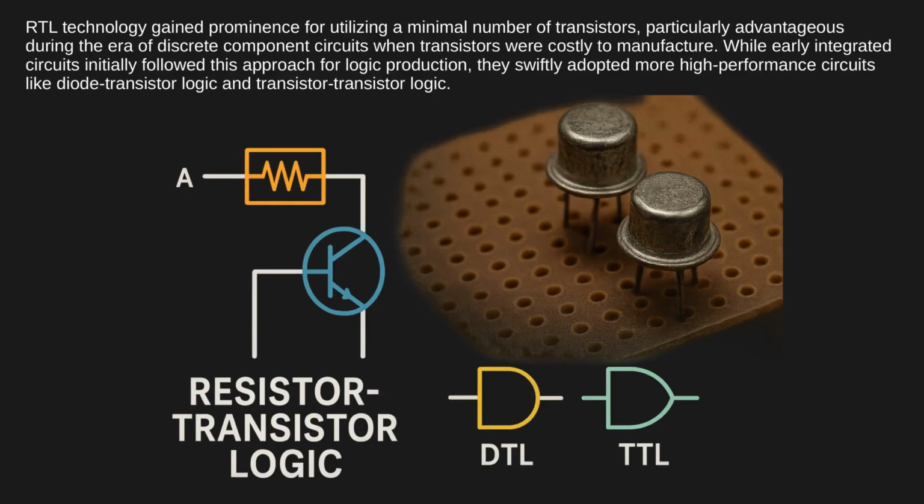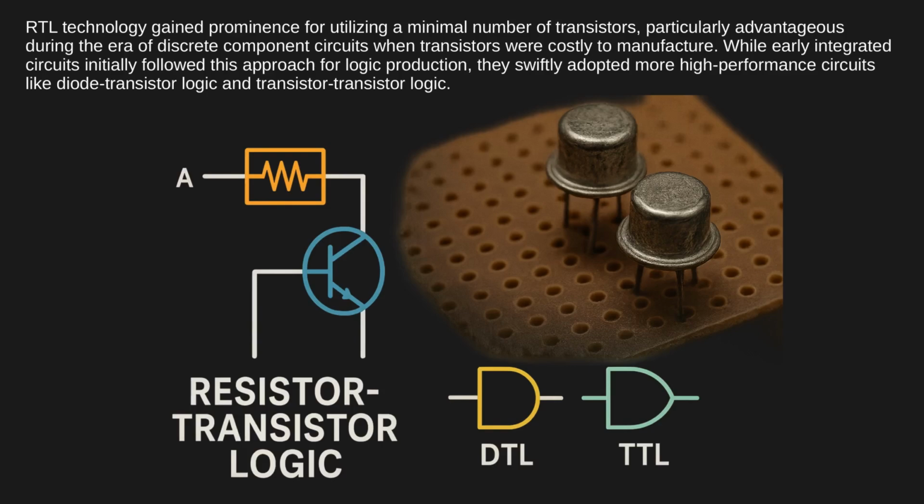RTL technology gained prominence for utilizing a minimal number of transistors, particularly advantageous during the era of discrete component circuits when transistors were costly to manufacture. While early integrated circuits initially followed this approach for logic production, they swiftly adopted more high-performance circuits like diode transistor logic and transistor-transistor logic.